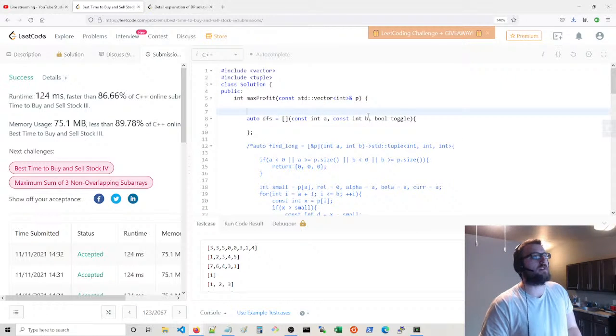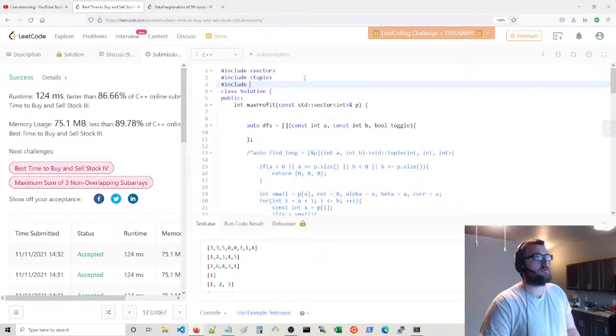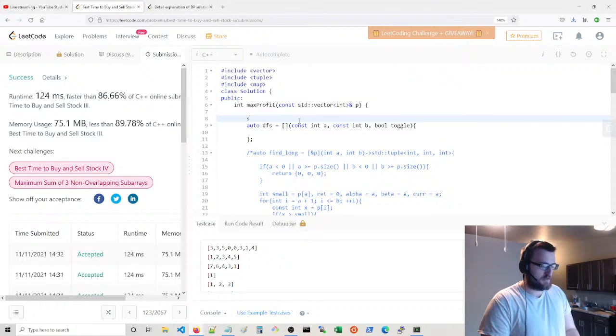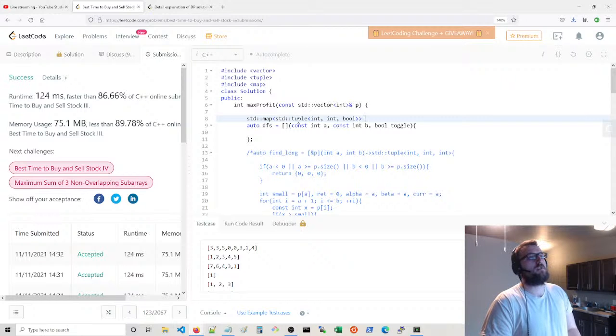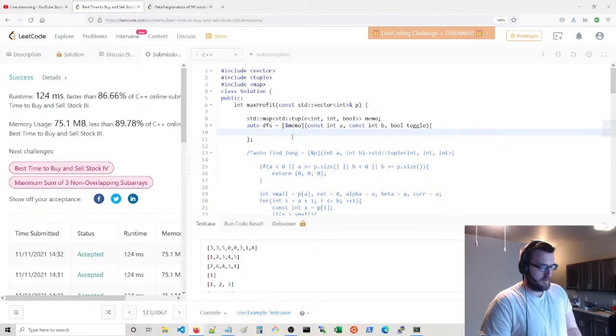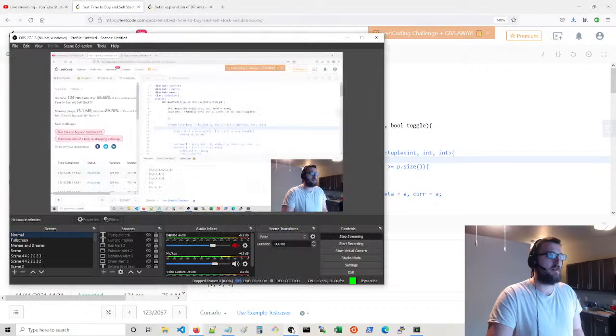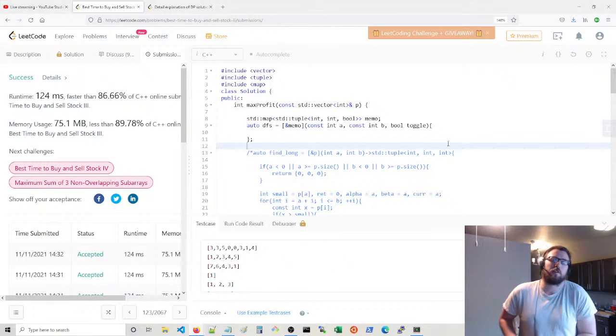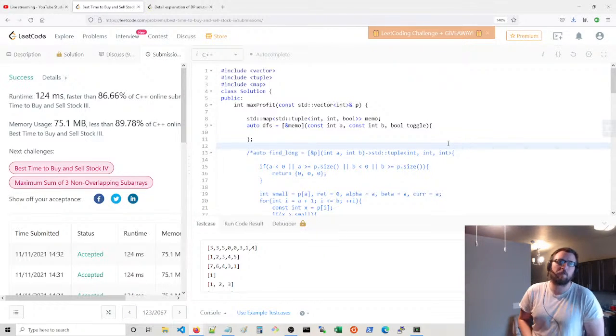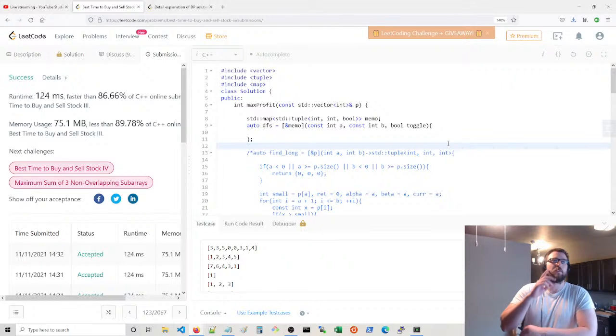And we're going to have a map. We're going to say standard map. We use tuples as well. We're going to memoize int bool. Call it memo. We're going to include our memoized map here. So this is a pretty clever approach, and it's generalizable, and we're going to try to optimize the memory as well. So we're going to try to go for O of kn speed and O of k memory for k transactions. This approach is unique compared to the other two.